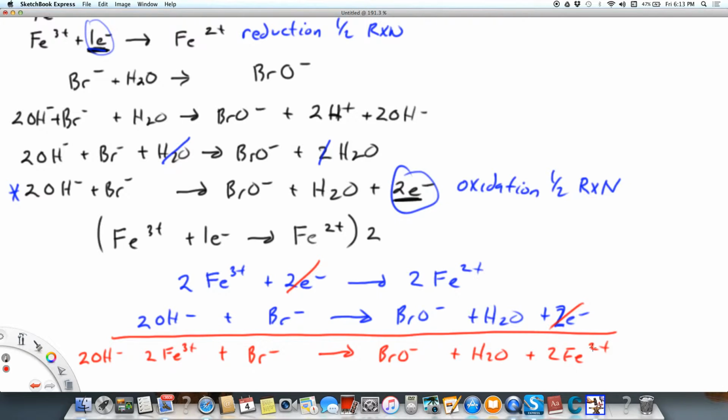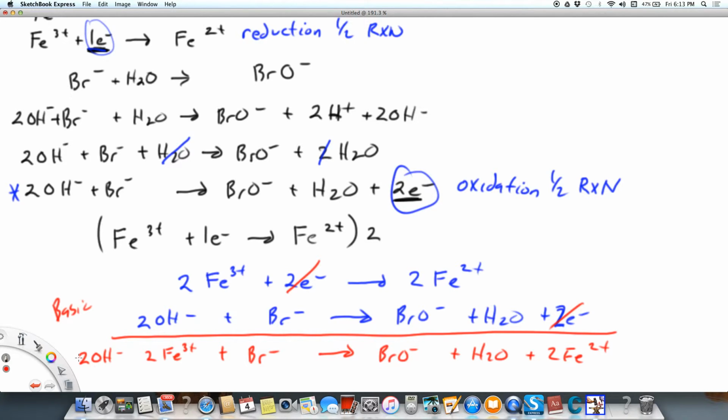Okay, so let's look at iron first. I've got 2 irons on the left and 2 on the right. Then let's do bromine. I've got 1 bromine here and 1 here, so that's balanced. Let's check oxygen. I've got 2 oxygens on the left. I've got 2 oxygens on the right. Very good. Let's check hydrogen. I've got 2 hydrogens on the left, I've got 2 on the right, and we're basic. We have basic solution because I've got hydroxide, there's no hydrogen ions. So we're balanced with respect to all the atoms.